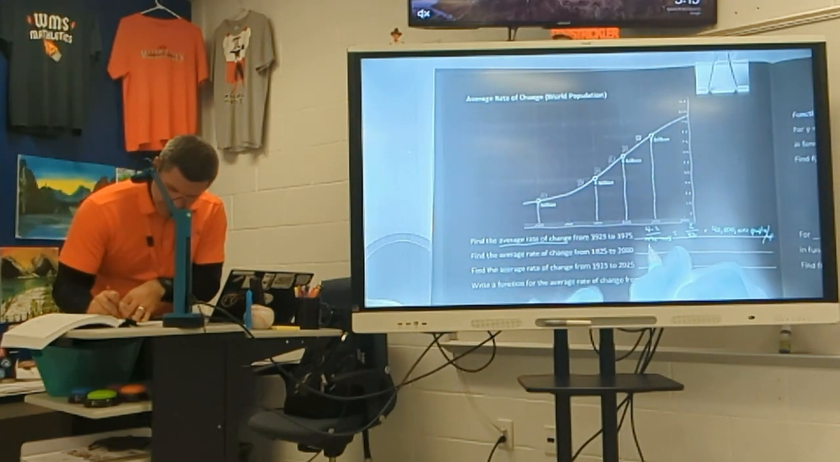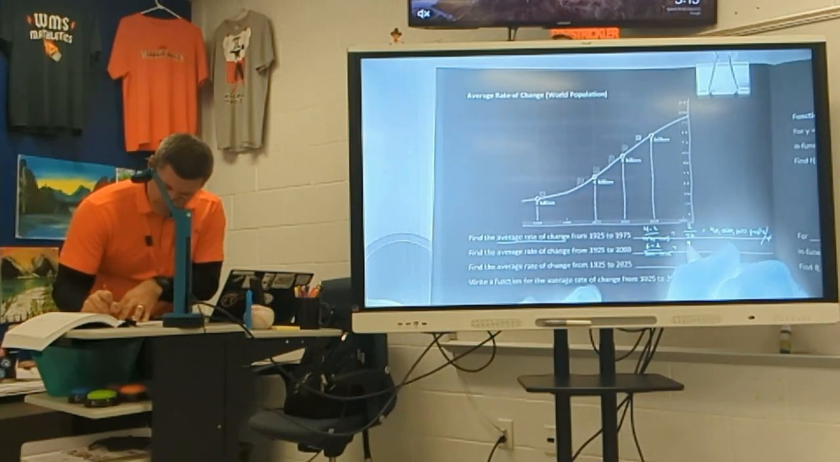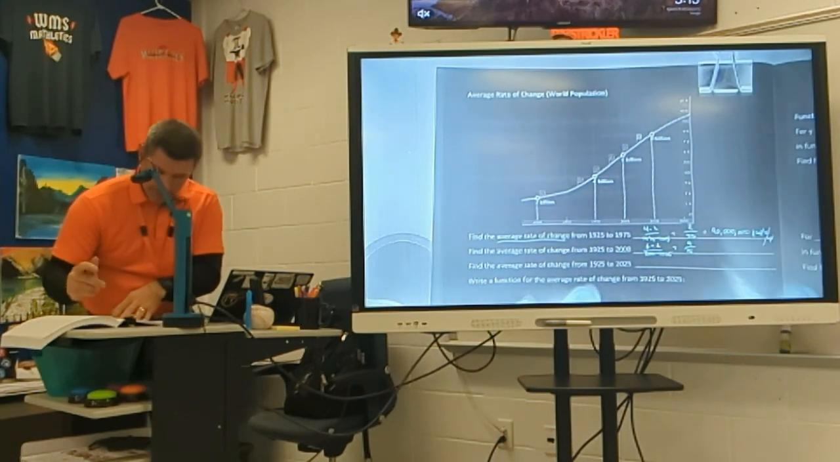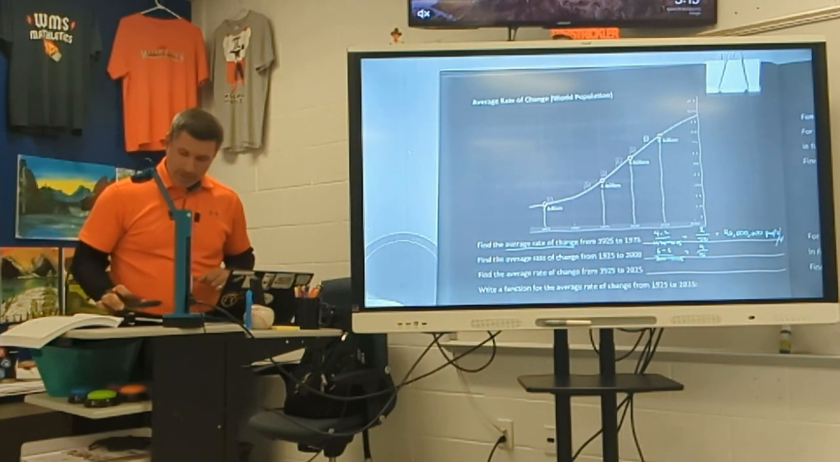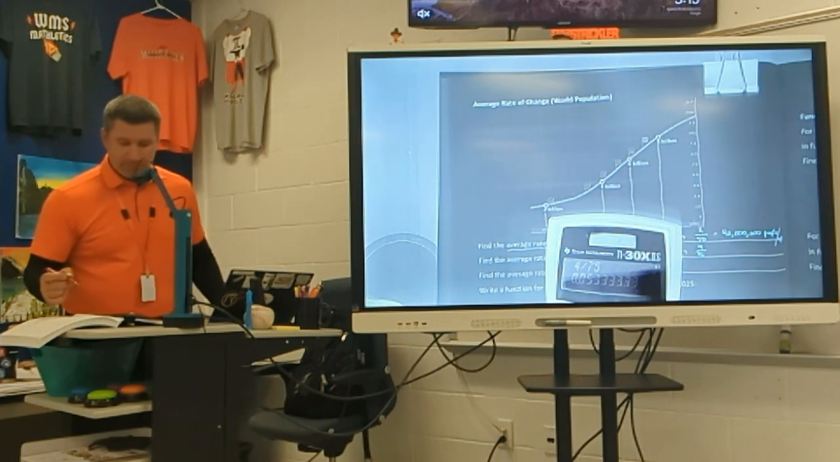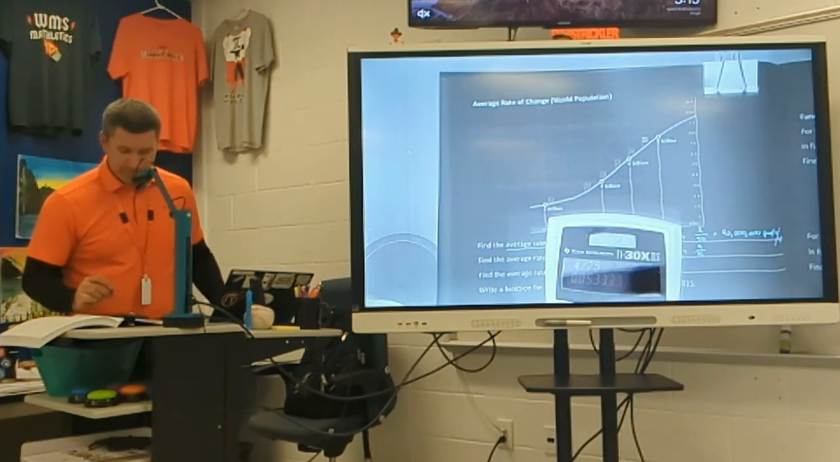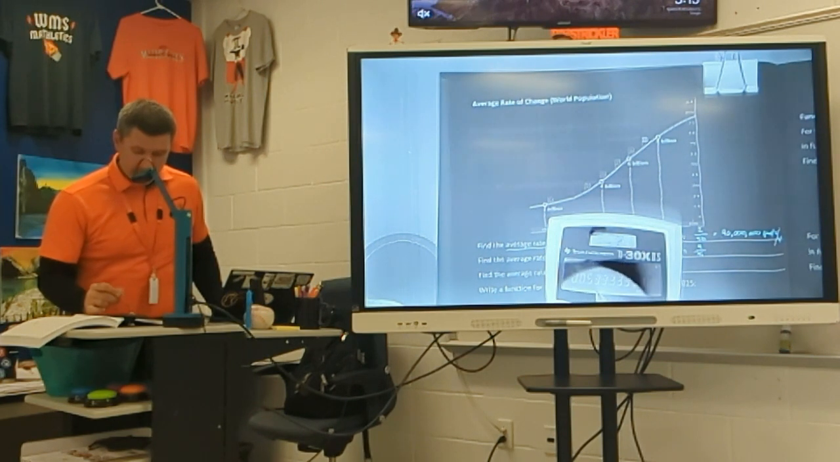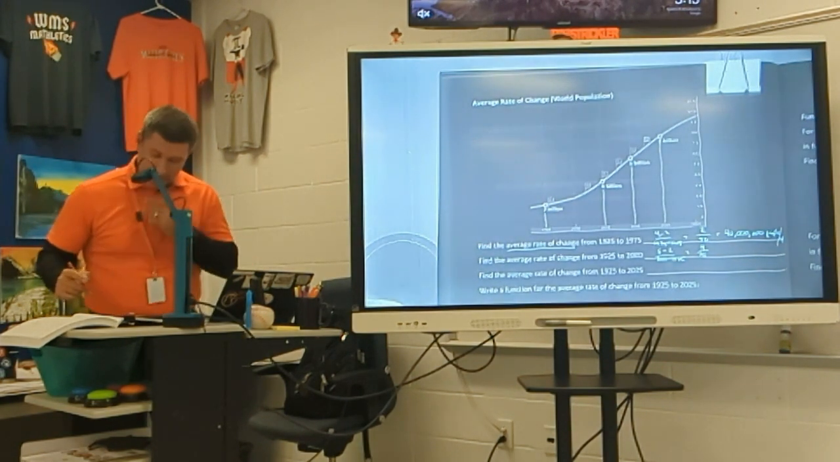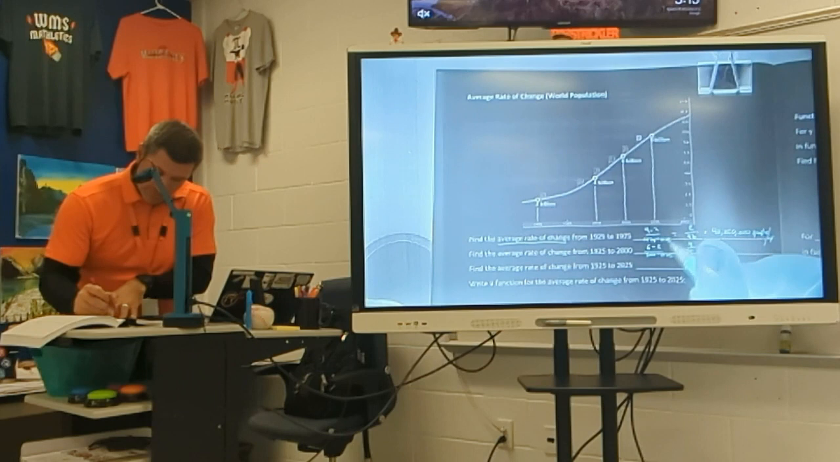So 6 minus 2 over 2000 minus 1925. That's 4 over 75. Divide those two. Now I'm getting 0.053. If you move that decimal, like you know you're working in billions, so that would be 100 billion, and then you're talking about 10 million. So that's 53 million.